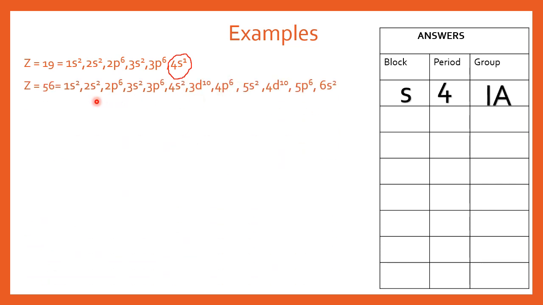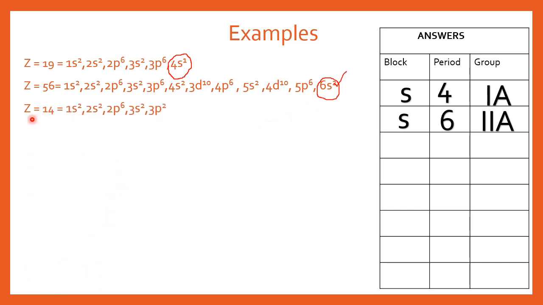So coming to the next example, this is an element having atomic number 56. We have arranged electrons according to the increasing energy level as suggested by the rules of electronic configuration. So here you will see that this one is the valence shell of the element. Here you will see again that the last electron is going to enter an s orbital, so this element also belongs to the s block. And then the highest number you will find here is 6. That's why this element belongs to period number 6. And there are 2 electrons in the valence shell. That's why this element belongs to group number second A.